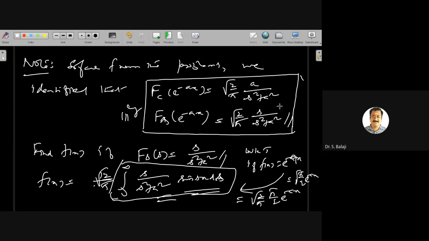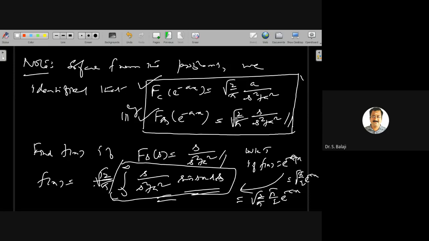Or if you want to get f of x from this Fs of s, you cross multiply and get root of pi by 2 e power minus ax. These two are very standard results. You have to remember them always.